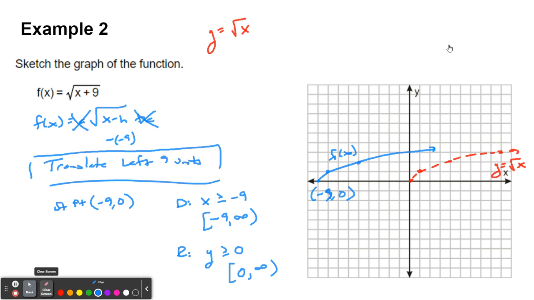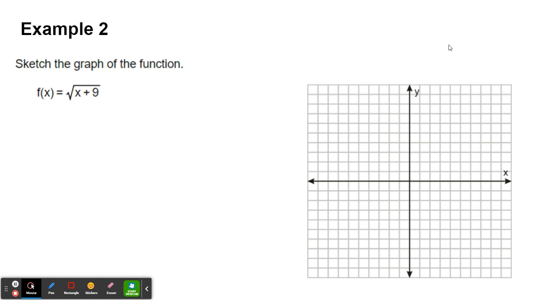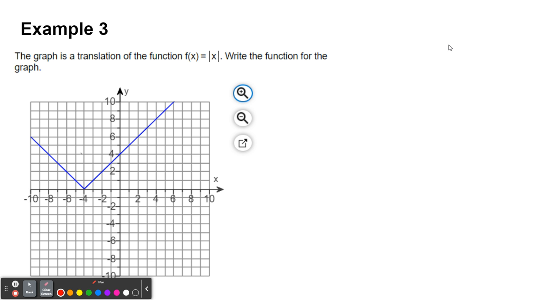All right, and let's do one more here. Let's clear that. Last one here. Now we're given a translation of a function, f of x equals the absolute value of x, and we want to write the function for the graph. The general formula is f of x equals a times the absolute value of x minus h, plus k. In this section, I'm telling you that there's probably not going to be an a value, but we're going to talk about that in a second.